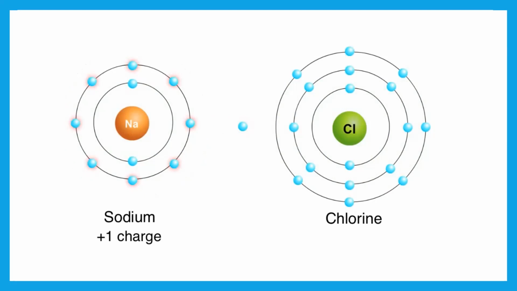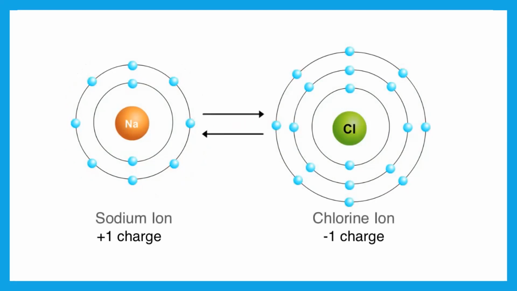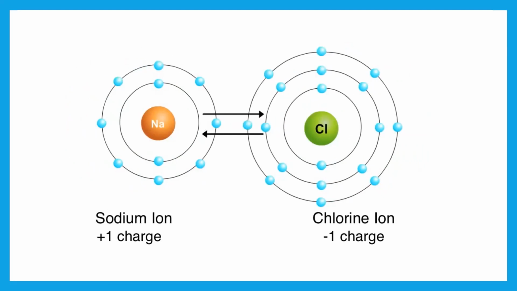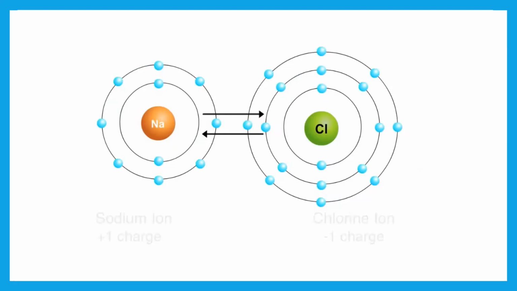Chlorine, on the other hand, tends to gain an electron, since its outer shell already has 7. When chlorine gains an electron, it becomes slightly negative. The charged sodium and chlorine atoms are called ions. Ions of opposite charge attract each other and form ionic bonds. In this case, the attraction of sodium and chlorine forms a molecule called sodium chloride, or table salt.